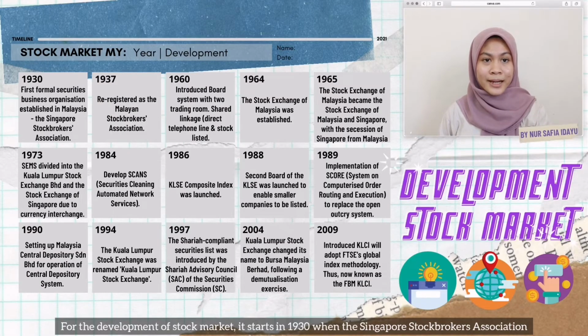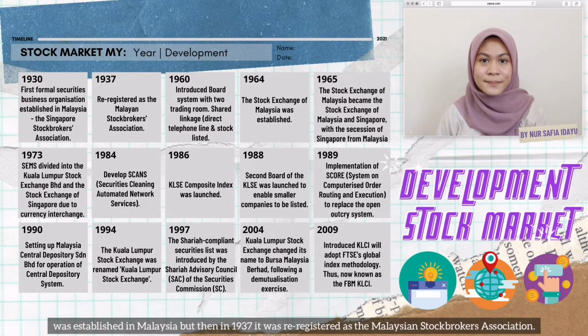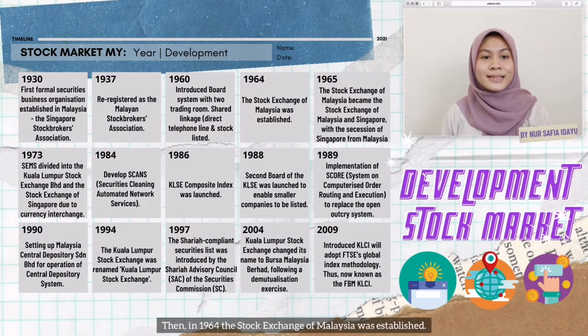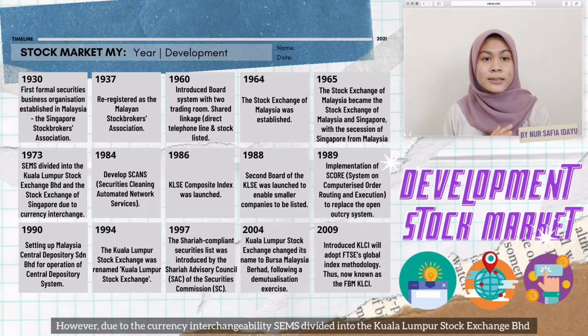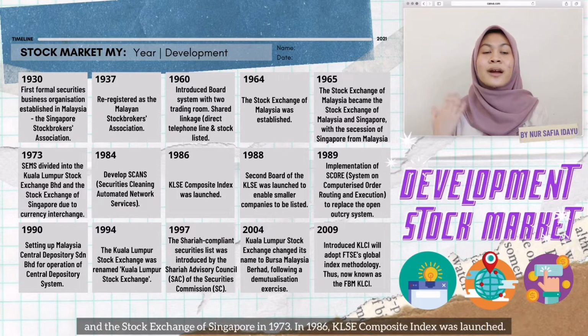For the development of the stock market, it started in 1930 when the Singapore Stock Brokers Association was established in Malaysia. But then in 1937, it was re-registered as the Malaysian Stock Brokers Association. Then, in 1964, the Stock Exchange of Malaysia was established. Due to the secession of Singapore from Malaysia in 1965, it became the Stock Exchange of Malaysia and Singapore, SEMS. However, due to the currency interchangeability, SEMS was divided into Kuala Lumpur Stock Exchange Berhad and the Stock Exchange of Singapore. And in 1986, the KLSE Composite Index was launched.